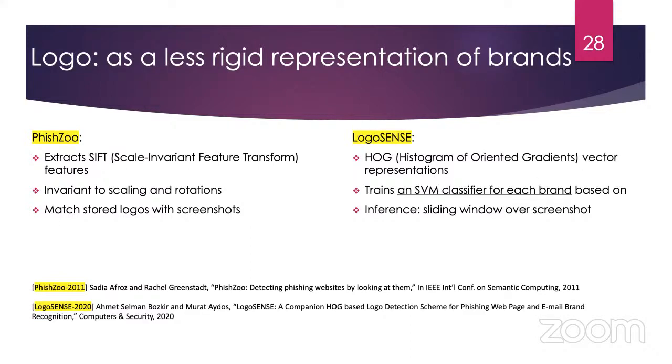LogoSense uses HOG vector representations. They split the image, or here the web page screenshot, into a number of grids, and for each pixel they compute the gradients and create these bins, which becomes their feature vectors, and then they train them using an SVM classifier. So you have an SVM classifier for each brand. So that's a little expensive. And the solution also uses a sliding window over the screenshot, and that leads to detection of partial logos.